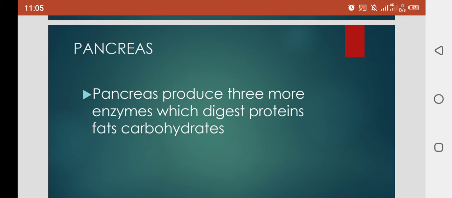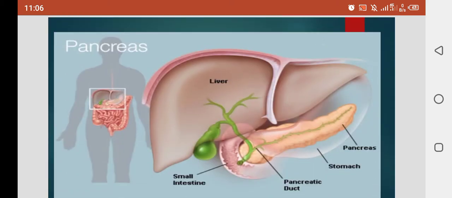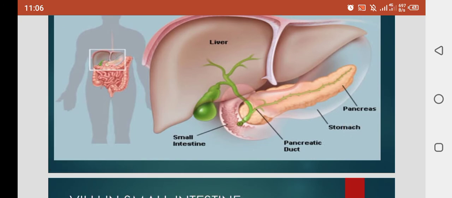Then the pancreas. The pancreas produces 3 more enzymes which digest the proteins, fats and carbohydrates. Clear? The pancreas releases a pancreatic juice which has these 3 enzymes: protease enzyme, lipase enzyme and amylase enzyme, which break down the proteins, fats and carbohydrates. You can see in that diagram the liver, small intestine, pancreatic duct, stomach and pancreas. Clear, girls?